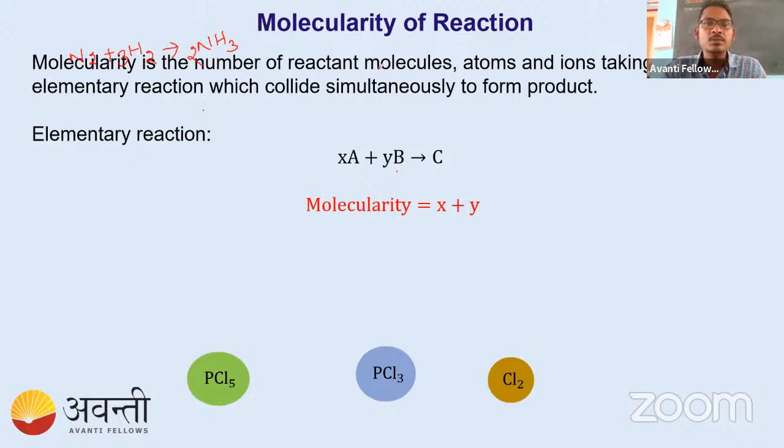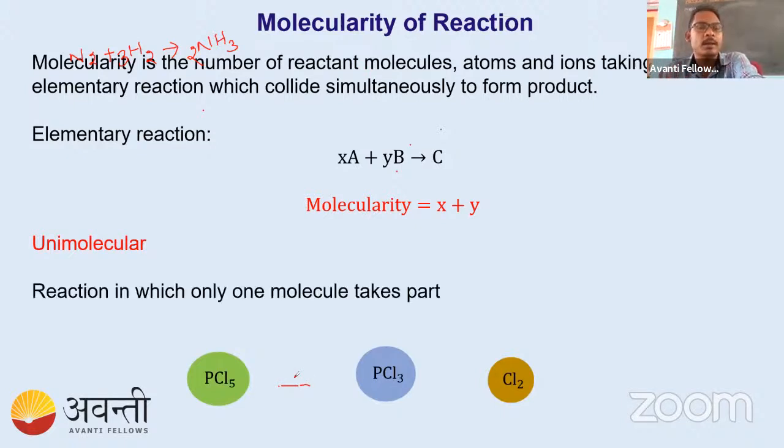Everyone understood this? What is the molecularity? Or we can say the active particles which give us the product, those are called molecularity. So here, PCl5 gives us PCl3 and Cl2. Because we have taken only one molecule, the molecularity of this one is 1. And this type of reaction is called a unimolecular reaction, in which only one molecule takes part.